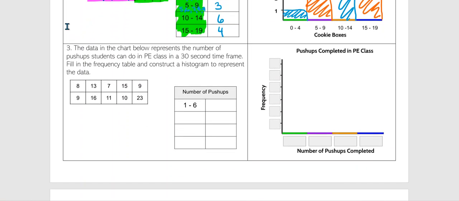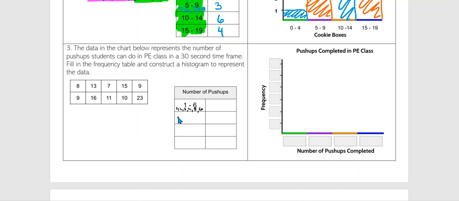All right, for this last one, we have our data here in the chart. And a lot of this is blank. So before we have you try some of this, we're going to complete some of the missing information here. So our first interval is 1 through 6. So that's 1, 2, 3, 4, 5, and 6. So there are 6 digits in there.